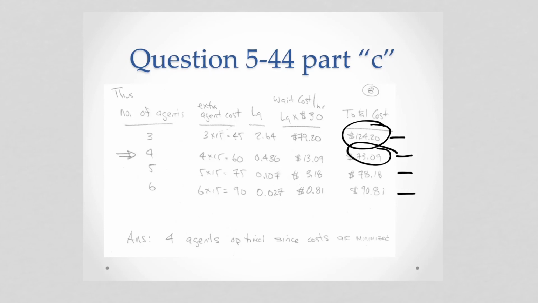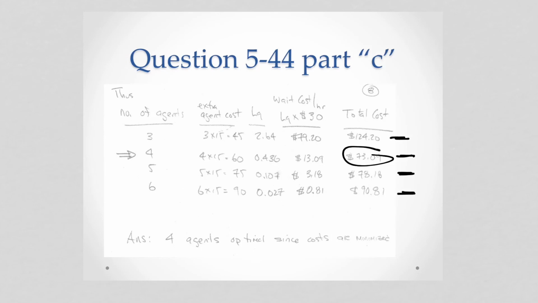So therefore, the process is you do 2 or 3 calculations, and the answer lies just before the cost starts to go up. So it's right over here. So look at this. With 3 servers, 124. At 4 servers, 73. At 5 servers, 78. Cost starts to go up. So therefore the answer is 4 servers. That's where the cost is minimum. And that is the answer right here.